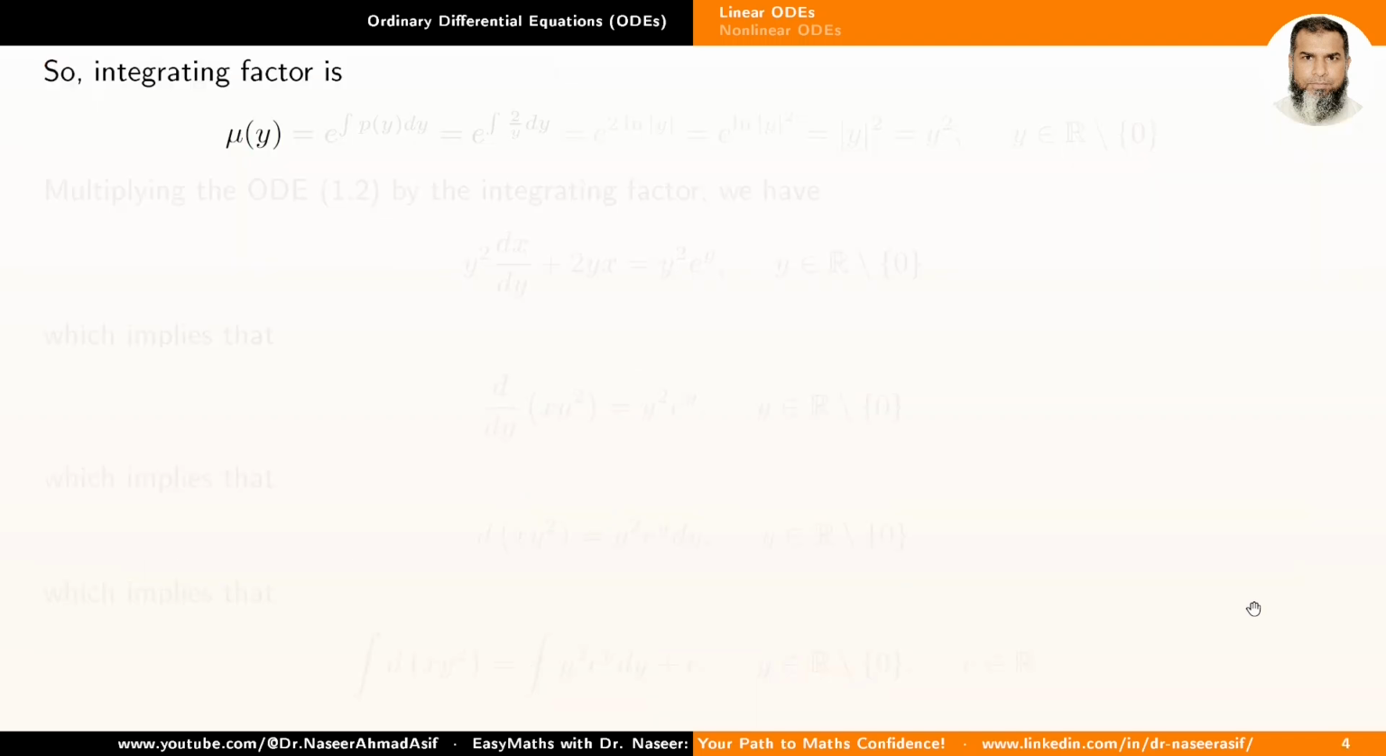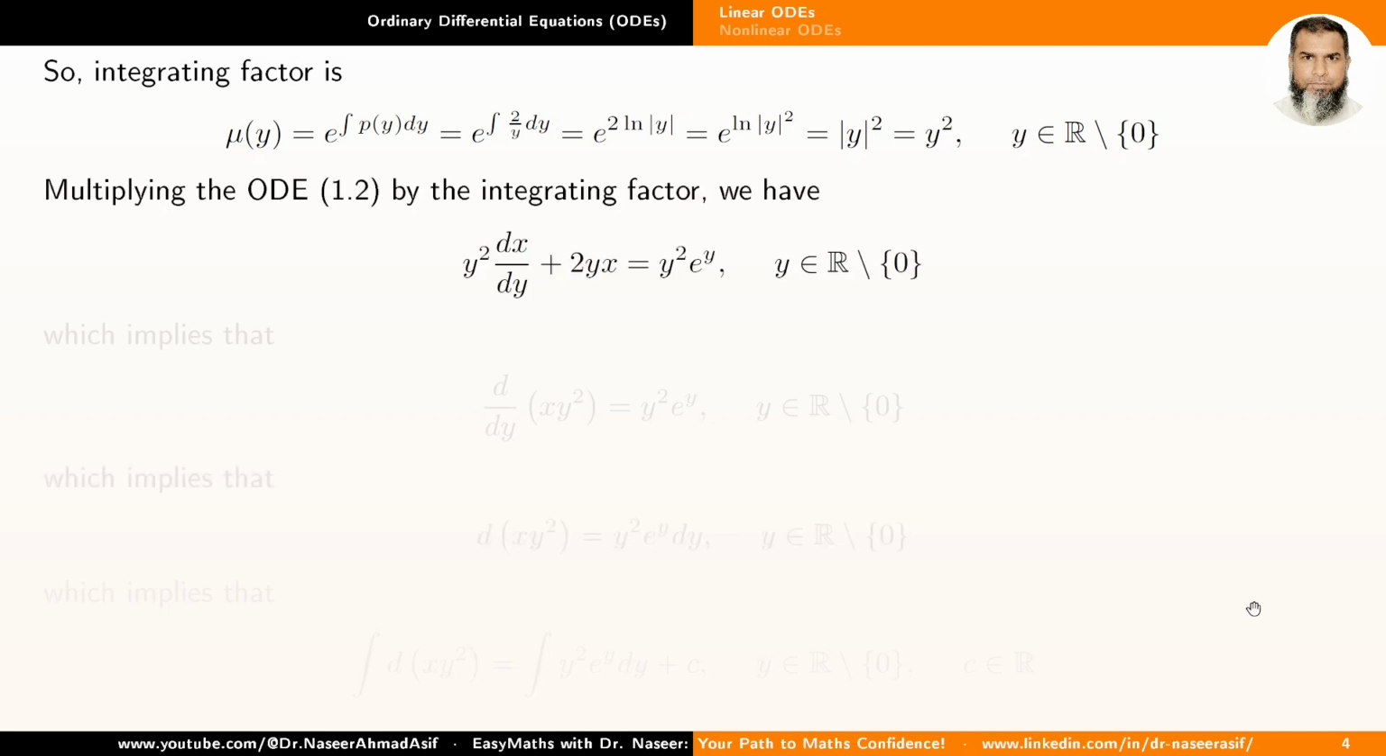So the integrating factor is mu of y is equal to exponential of integral of p of y dy, which is equal to exponential of integral of 2 over y dy. So we have exponential of 2 log of absolute y, which is equal to exponential of log of absolute y square, which is equal to absolute y square. So mu of y is equal to y square, where y belongs to R other than 0. Multiplying the ODE 1.2 by the integrating factor, we have y square dx by dy plus 2yx is equal to y square into exponential of y, where y belongs to R other than 0.